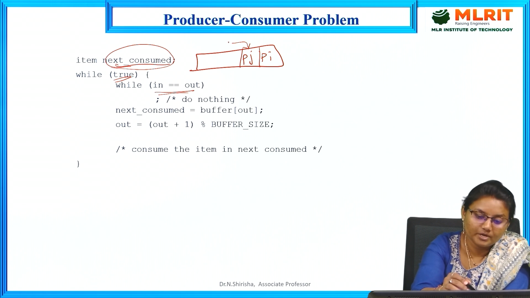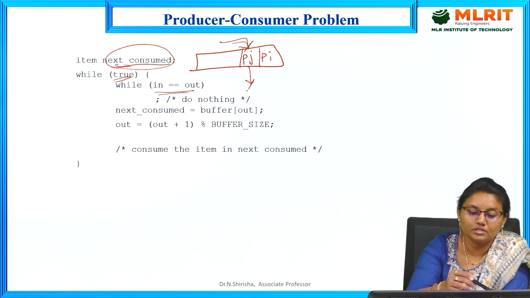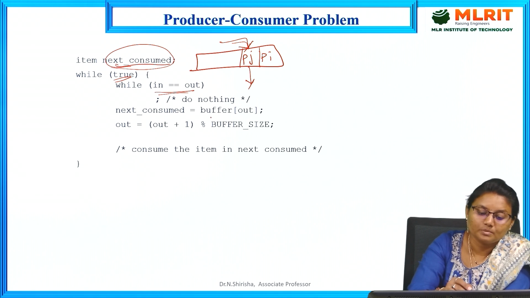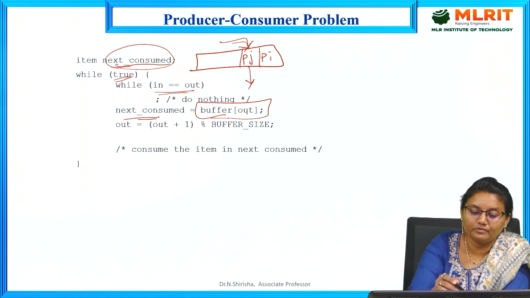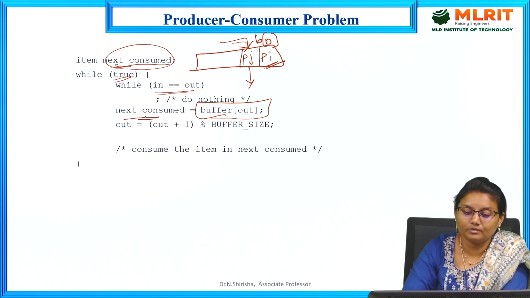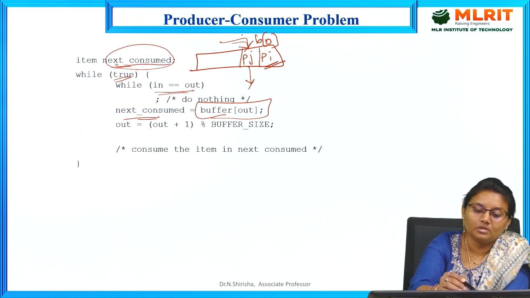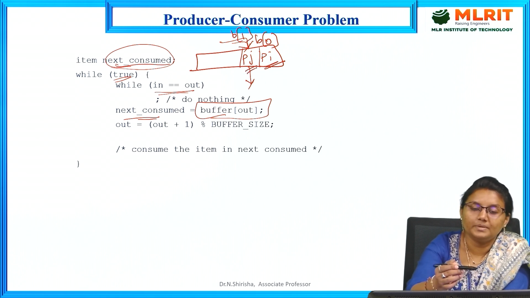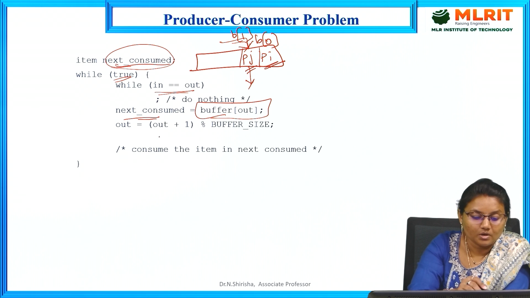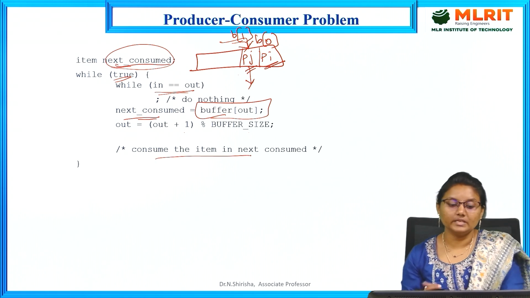You have to produce the item first, and only then can the consumer consume the item from the buffer. So buffer[out] you are sending to next consumed. Initially out is 0, so buffer[0] has Pi, and Pi you are consuming. Next, what is the process to consume? Buffer[1], which will be Pj. Like that it will repeat, with (out + 1) % buffer size. It goes to that particular location and consumes the item.